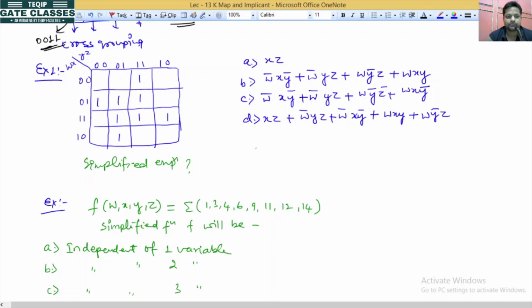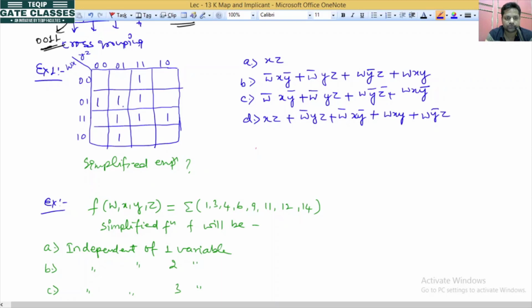Now we have some examples of K-map. Let us try all these examples. In example 1 we have this K-map, and we have to find the simplified expression, and these are the four options. So let us start. We know that we go for the maximum possible grouping, which means a group in which the maximum number of cells are covered.